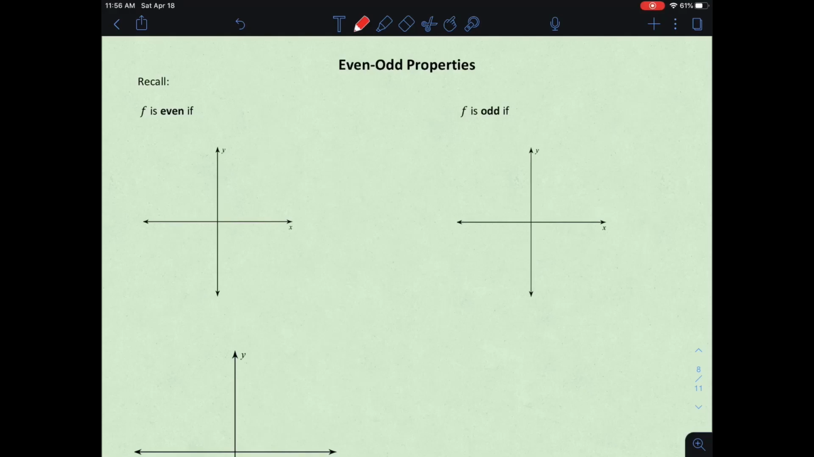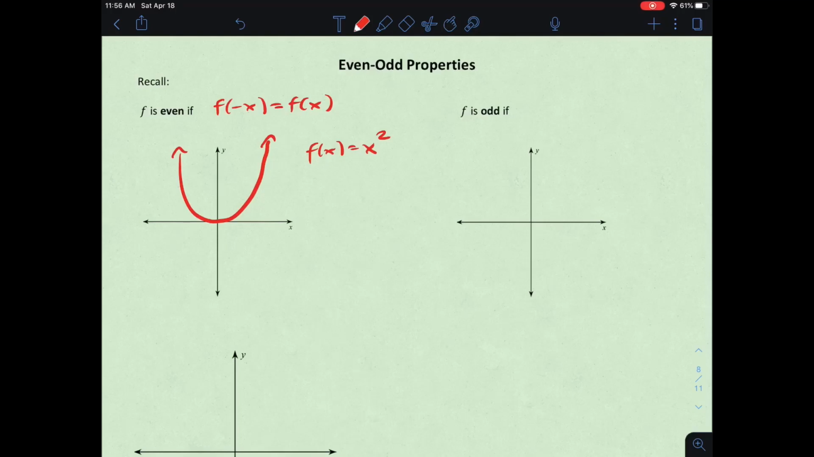Welcome back, Algebra 2. We're going to be looking today at the even and odd properties of trig functions. So if we recall, a function is even if f of negative x equals f of x. An example of an even function, one that we're very familiar with, is f of x equals x squared, which we know is just a parabola.